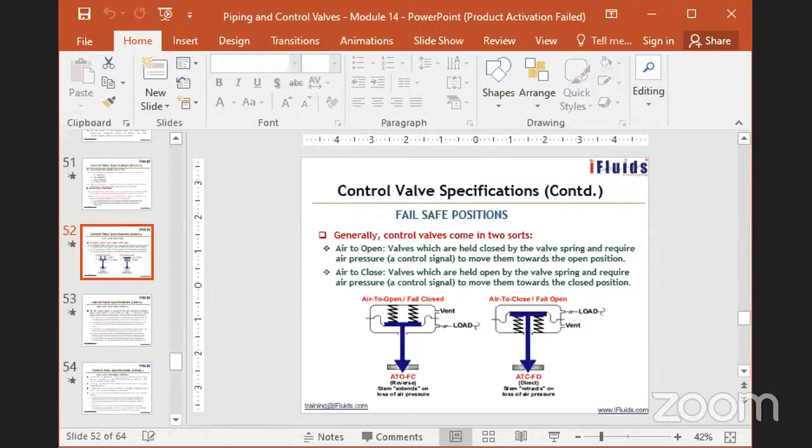The vendor can specify the noise levels, and he can give the remedial measures also.